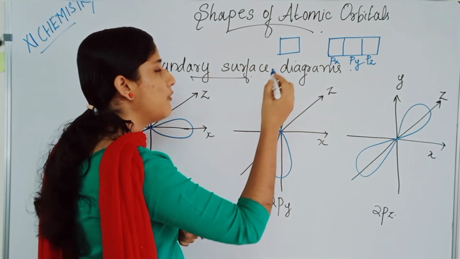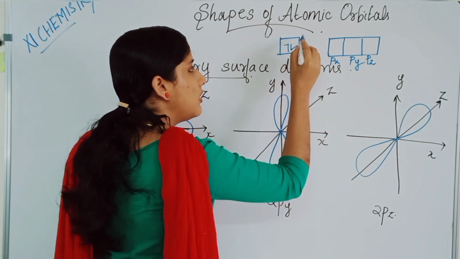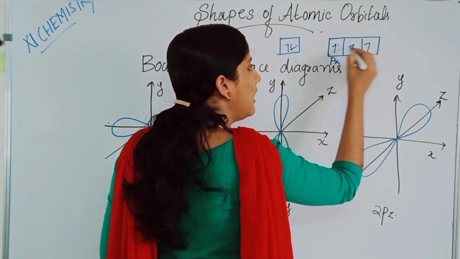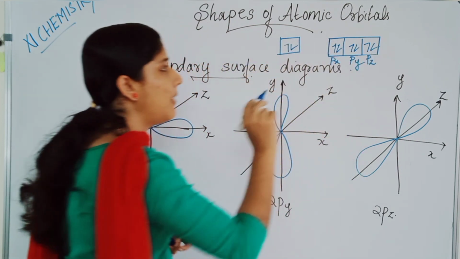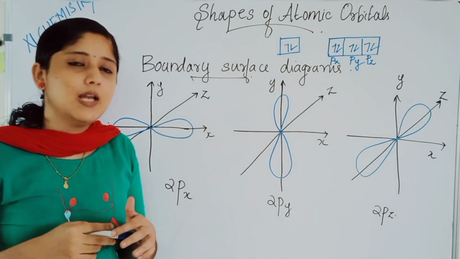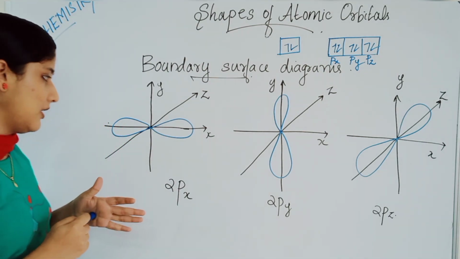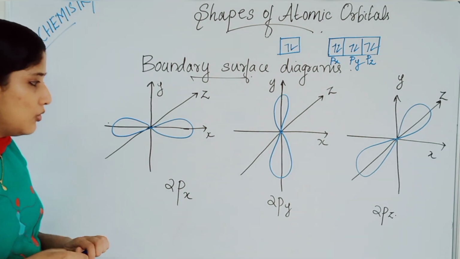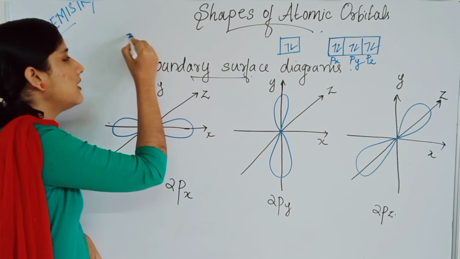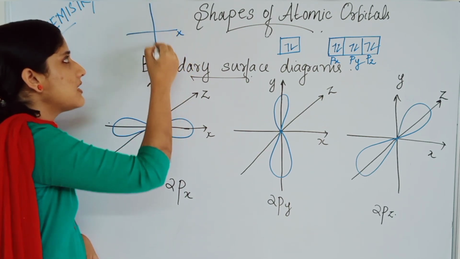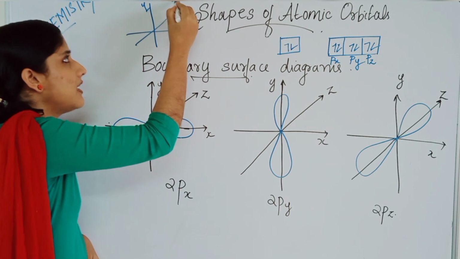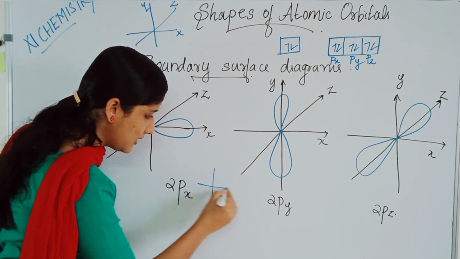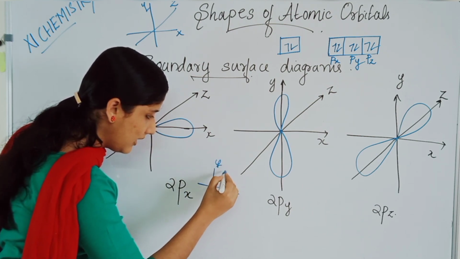The maximum number of electrons in the s orbital was 2. But in the p subshell how many? 1, 2, 3, 4, 5 and 6. The maximum number of electrons that occupy the p subshell is 6. Now the diagram of the Px orbital. What you should do is consider this as the x-axis, this as the y-axis and this as the z-axis. Here you can draw this is the x, y and z.